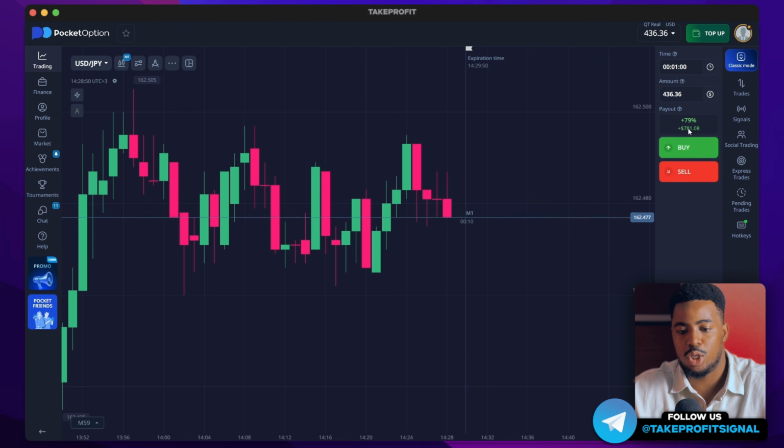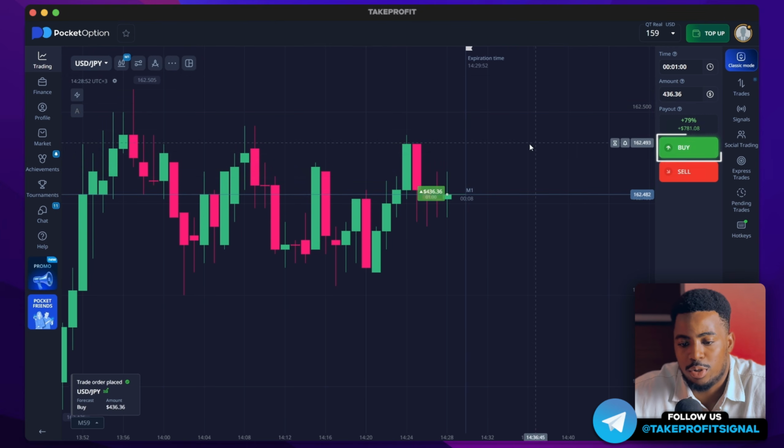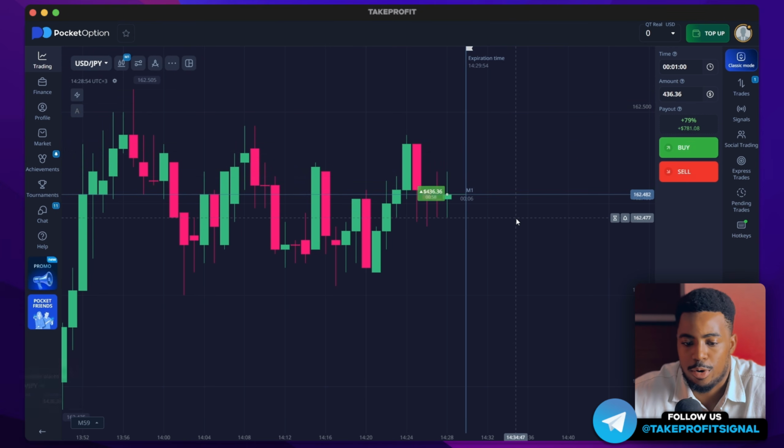So for the currency USD JPY, $436, 1 minute upwards. My position is open, and this is my last trade for today. For this currency pair, I found a suitable situation that matches my strategy.